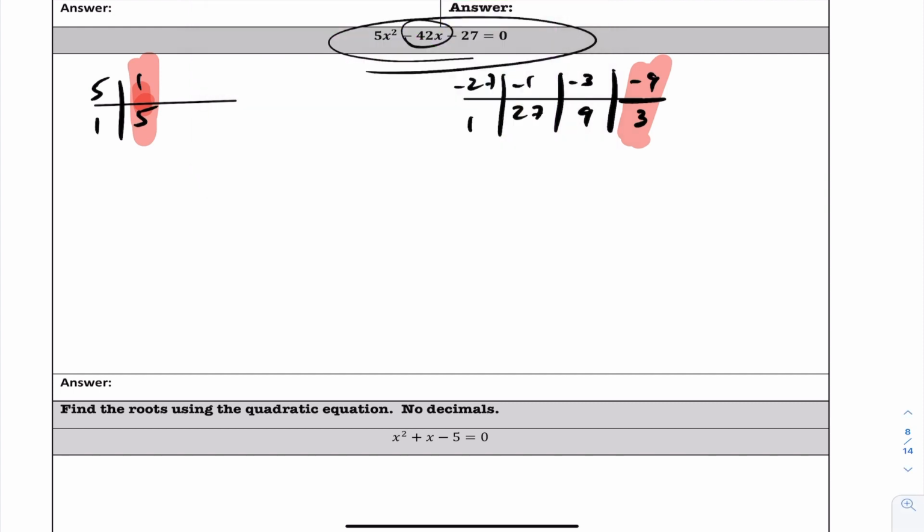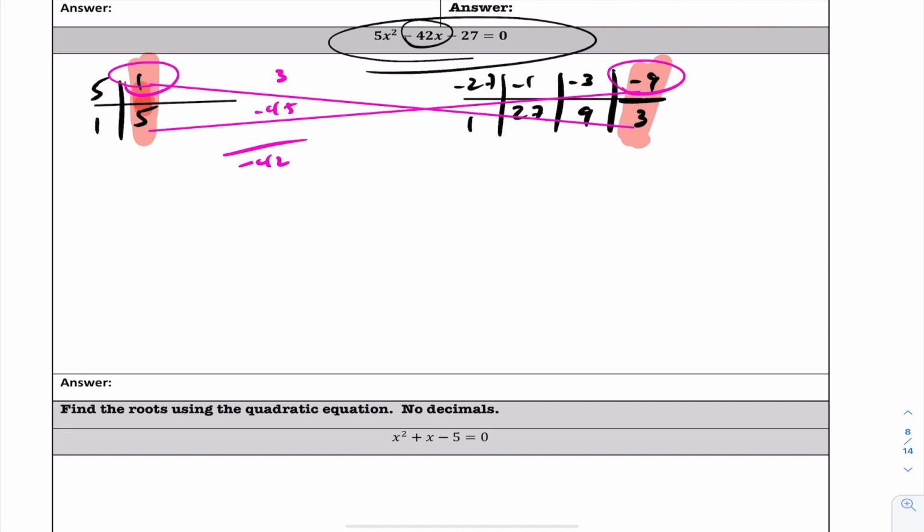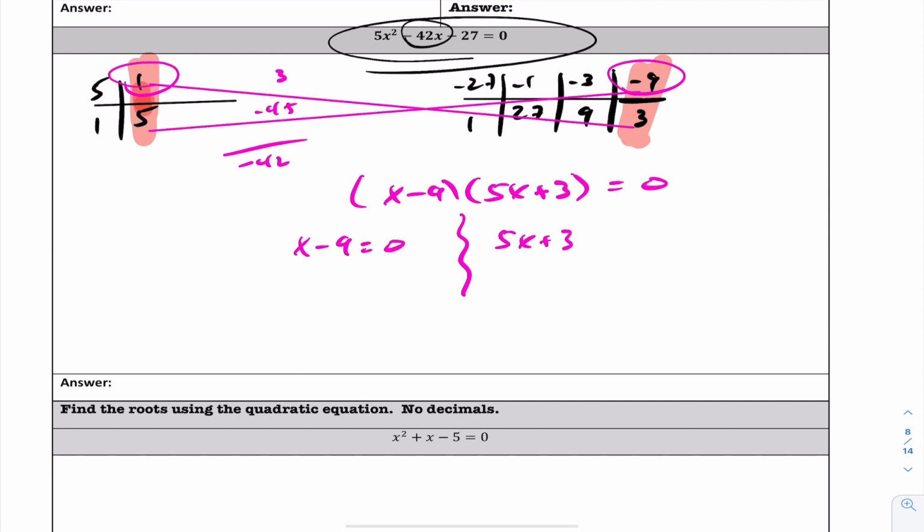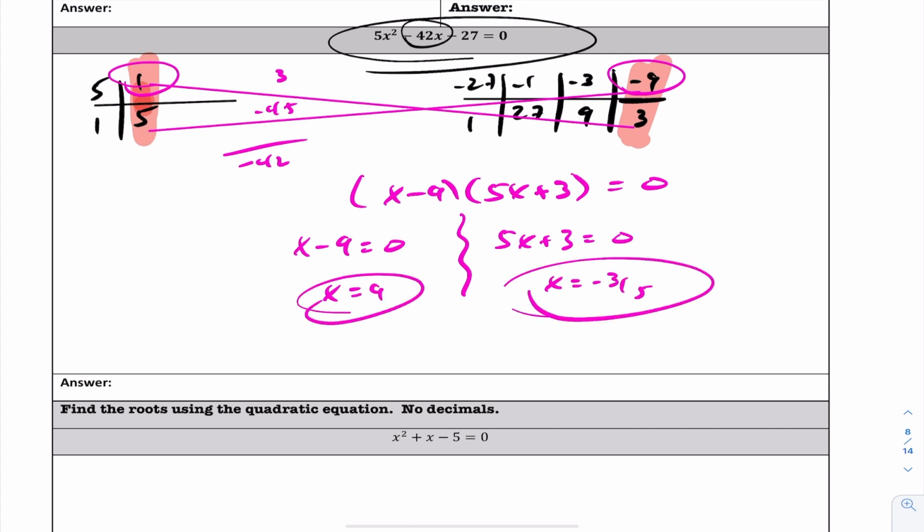Notice here, if I take 1 times 3, you get 3, and 5 times negative 9, you get negative 45. So because of that, this quadratic will factor into x minus 9 and 5x plus 3 equals 0. So now I have the product of two expressions is 0. Either x minus 9 is 0 or 5x plus 3 is 0, in which case x is 9 or x is negative 3 over 5.